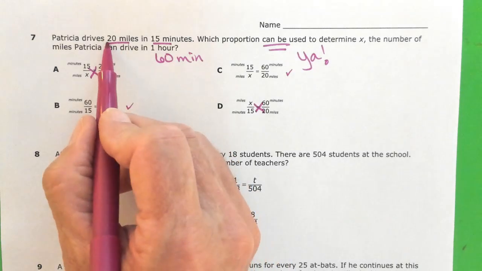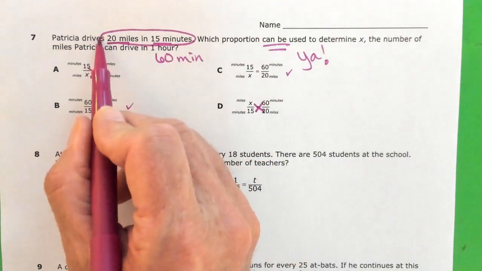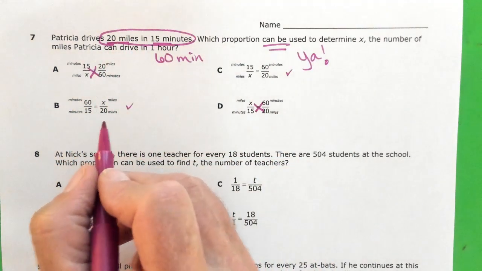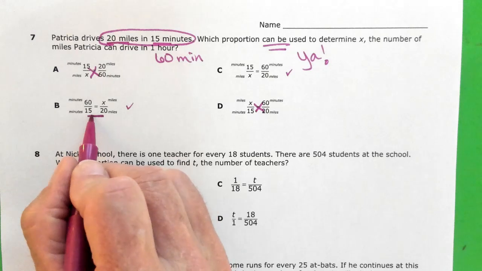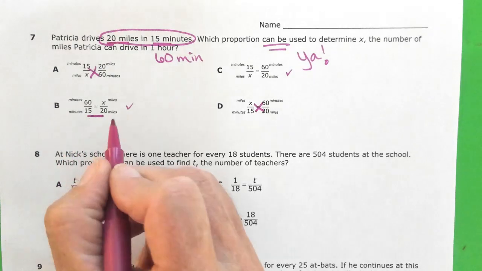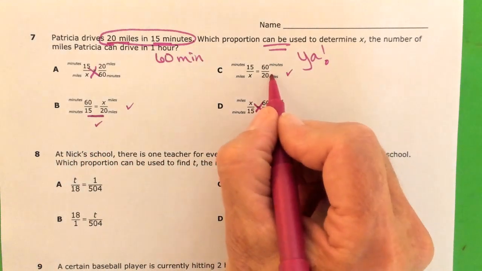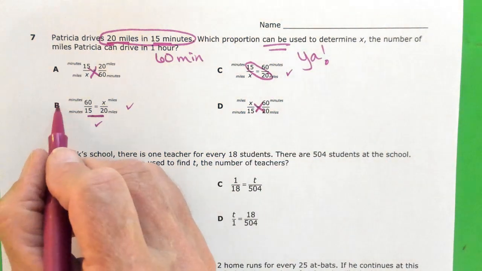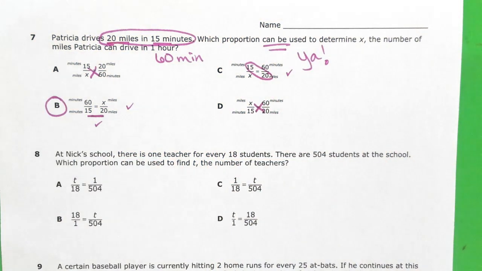Now what I know is 20 miles has to be with 15 minutes. That's the relationship, 20 miles and 15 minutes. So you see how this 20 miles and 15 minutes are lined up? That's a good thing. See how this 20 miles and 15 minutes are crisscrossed? That's poo-poo. So B is the good proportion.